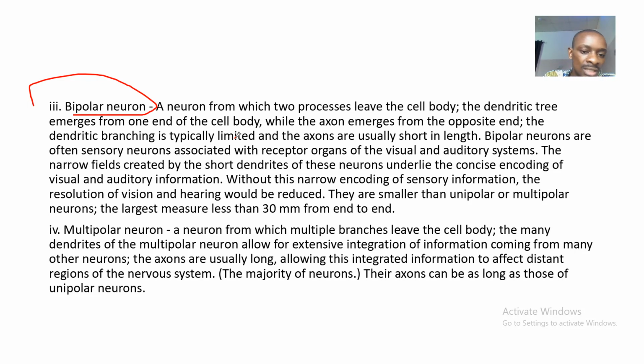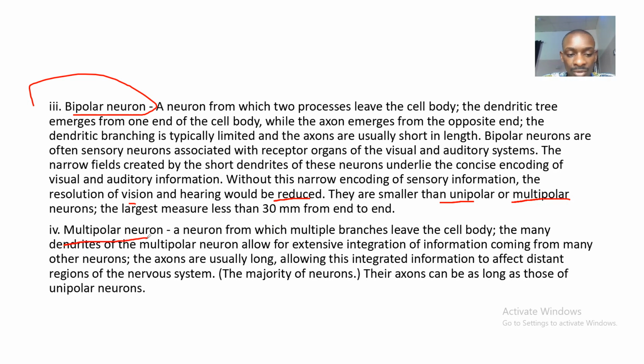The narrow field created by the short dendrites of these neurons underlies the concise encoding of the visual and the auditory information. Without this narrow encoding of sensory information, the resolution of vision and hearing would be reduced. So they are smaller than the unipolar or the multipolar neurons. The largest measure less than 30 millimeters from end to end.